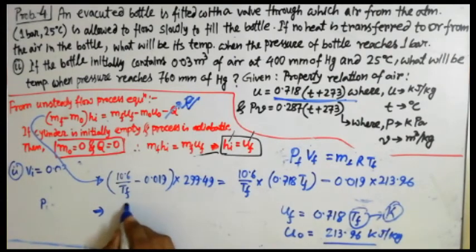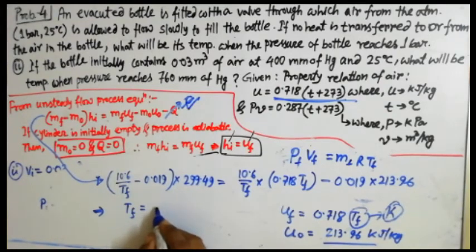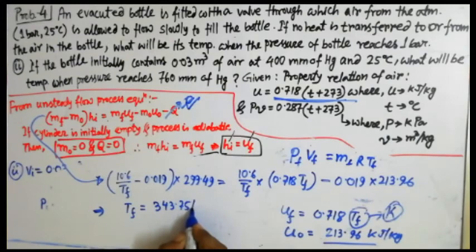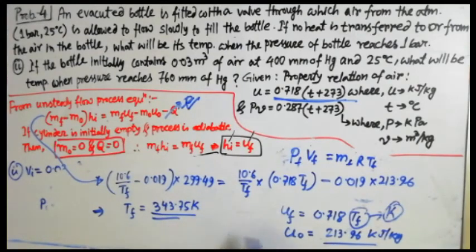So from there you can easily find, if you solve it, Tf is nothing but 343.75 Kelvin. That's why I have told you that Tf is in Kelvin. It will come like this, obviously with a unit of Kelvin. If you consider it in centigrade, 273 is subtracted, so it will come to 70.76 degrees centigrade.